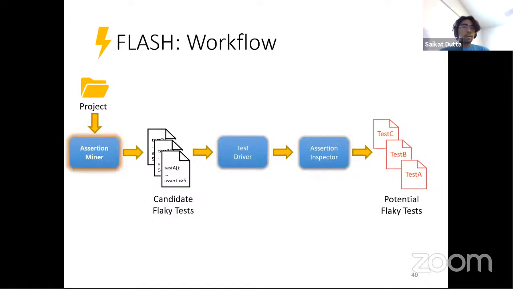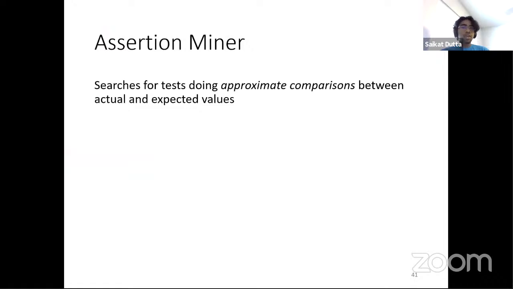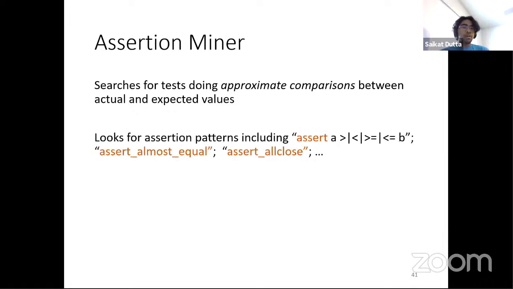The assertion miner takes as input a project and gives you a set of candidate flaky tests to test for flakiness. So given a project, it searches for the tests which do approximate comparisons between actual and expected values. So what does it look like? This means it looks for assertion patterns, which include, for instance, the Python assert, which compares 2 values A and B using some relational operators. Or it could also be some NumPy or unit test assertion APIs, which compare floating point values up to a desired precision level. So why do we want to look for these kind of assertions?